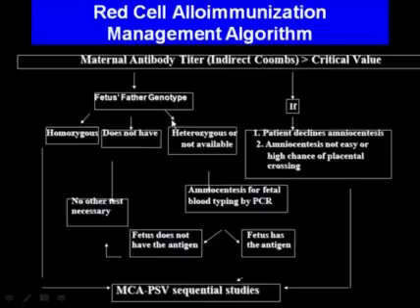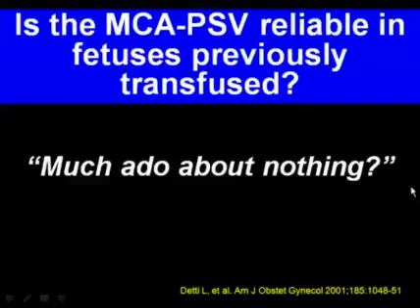And this can be found in many textbooks. The only difference with what is still found in some textbooks is that instead of amniocentesis or cordocentesis, we should report middle cerebral artery peak systolic velocity sequential studies.